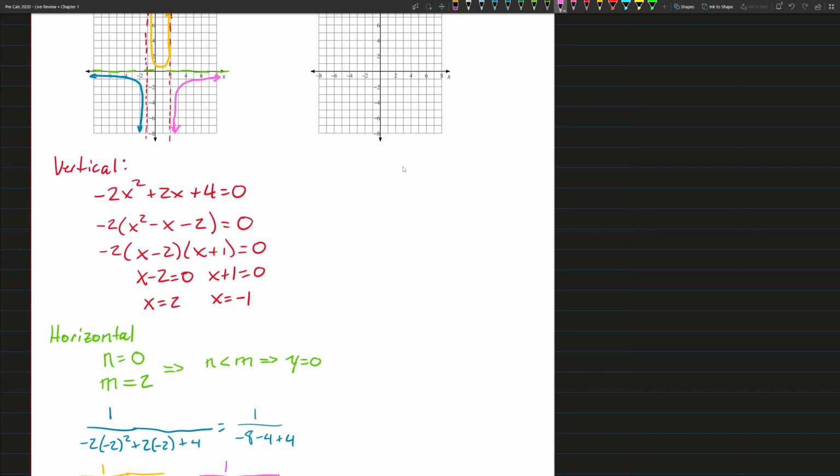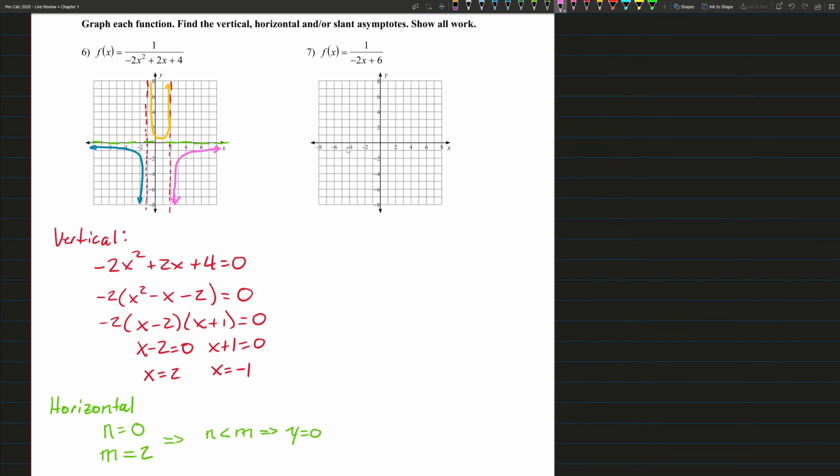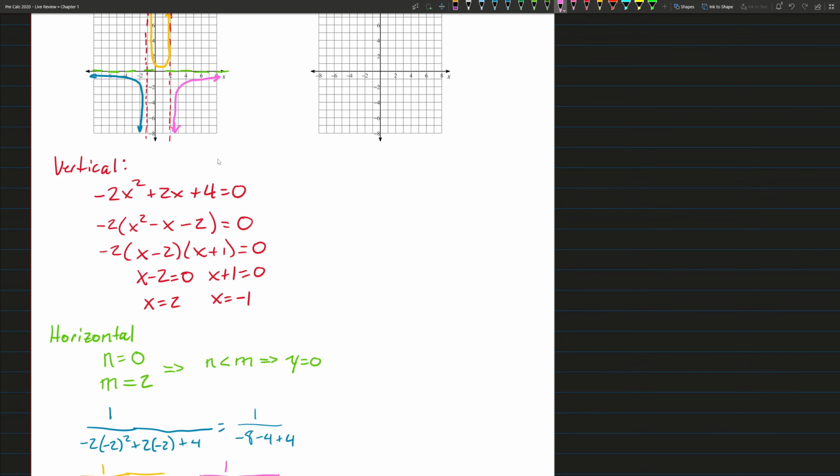Okay, and then that is everything, right? So we find the vertical asymptote, that's in red. We find the horizontal, that's in green. And then we test to the left and right of the vertical in blue, orange, and pink.